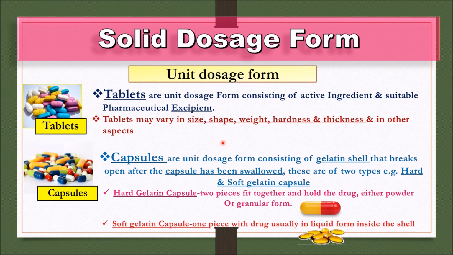Whereas we have soft gelatin capsule, in which only one piece is available to be swallowed by you, and there are no two pieces. In hard gelatin we have two pieces, in soft gelatin we have only one piece, and usually the liquid form of medication is filled inside this one soft gelatin shell. So these are called unit dosage forms.